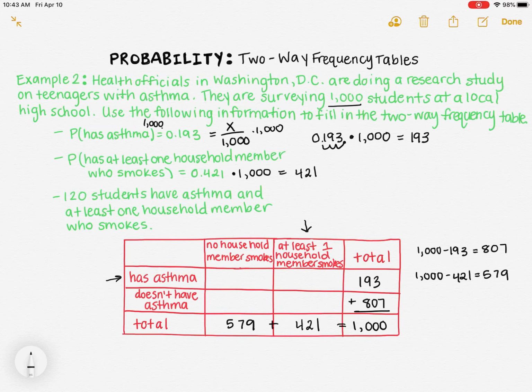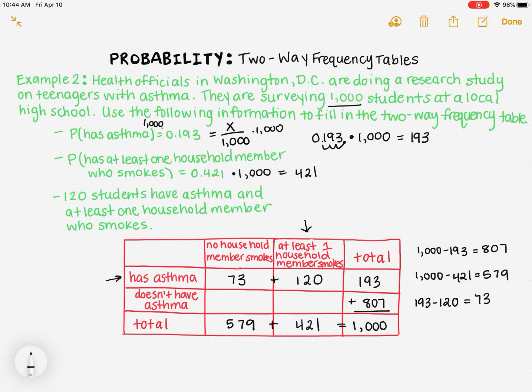Now, we do have one more piece of information given that will help us fill in the rest. We know it's telling us 120 students have asthma and at least one household member who smokes. So has asthma and at least one household member who smokes will be this box here, 120. Now I can use that to fill in the rest. If 120 have at least one household member who smokes and 193 total have asthma, this number plus 120 needs to give me 193. So 193 minus 120, that will give me 73.